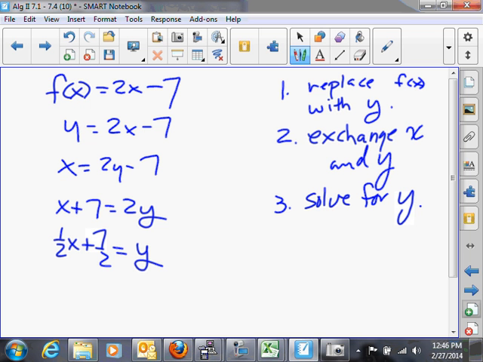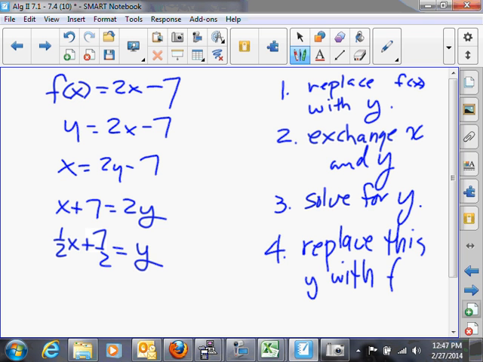And then step 4, the final step, is replace this y with f inverse of x. Now, of course, if it was g of x, then you would replace it with g inverse of x or whatever. In other words, we write f inverse of x is equal to 1/2 x plus 7 halves. And there's the inverse of the function.